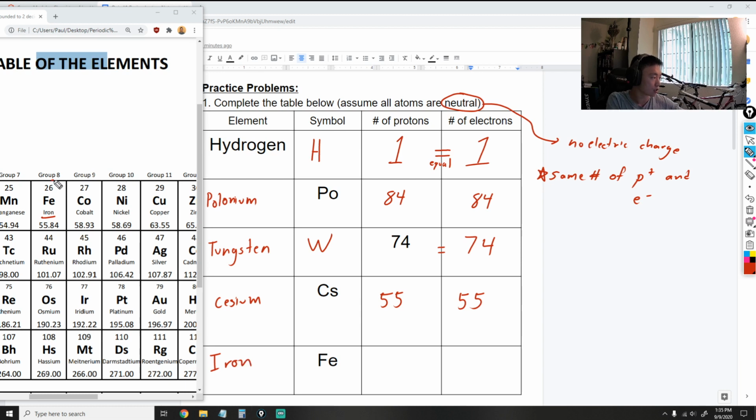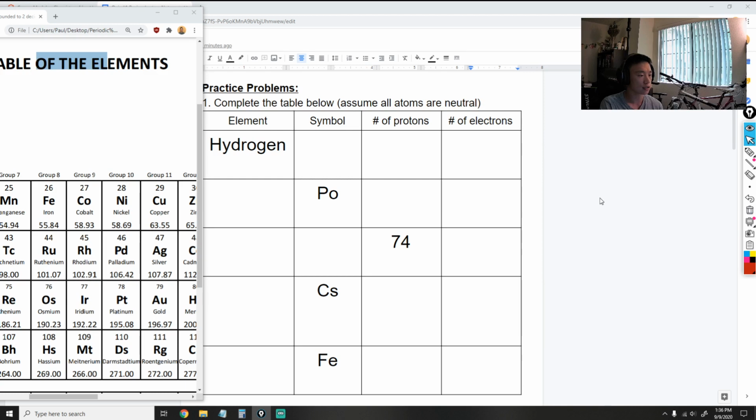Okay, the number on top is 26, so we have 26 protons, and since it's neutral, it has 26 electrons. All right, so just make sure that you guys are comfortable finding the element name, the symbol, the protons, and the electrons for different atoms. All right, let's move on to the next concept.